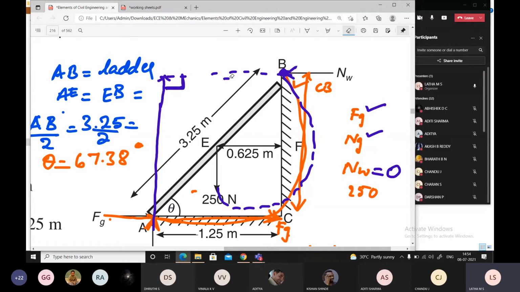What is the perpendicular distance? 0.625. If I extend the line of action of 250 here, this will be the perpendicular distance. So this distance is 0.625. Okay, so we are done with 250 also.